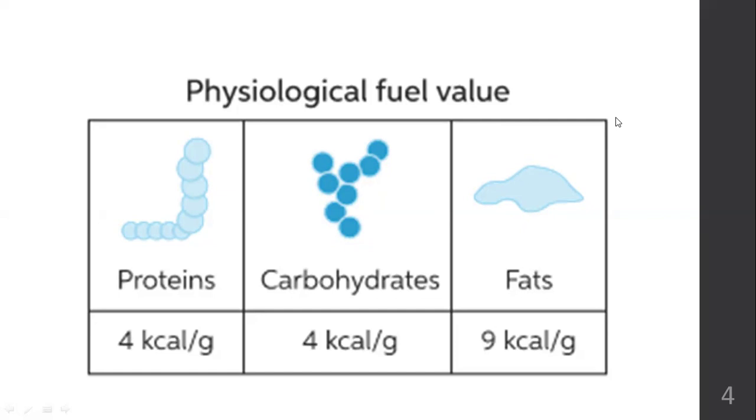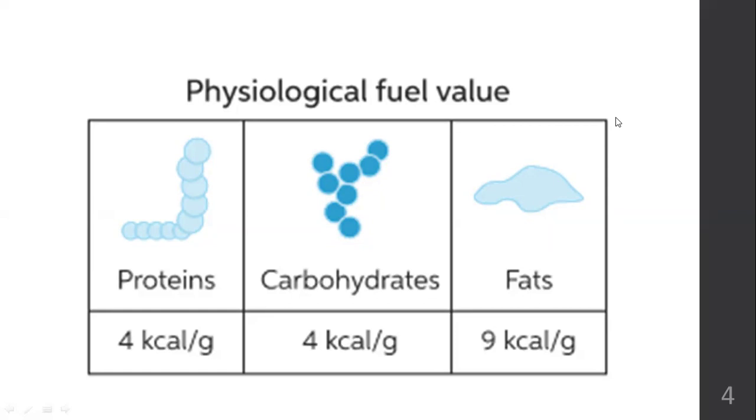So the physiological value of food: macronutrients, or macros as we call them, are proteins, carbohydrates and fats. For 1 gram of protein, 1 gram of carbohydrate, 1 gram of fat, how much energy are they giving you? So 1 gram of protein gives you approximately 4 kilocalories of energy. Carbohydrates will also give you 4 kilocalories. Fat will give you 9 kilocalories of energy.